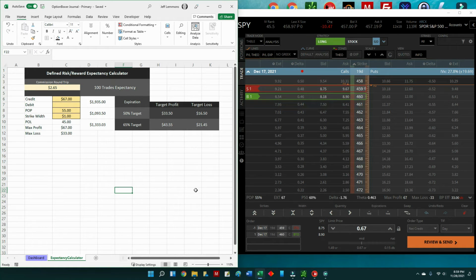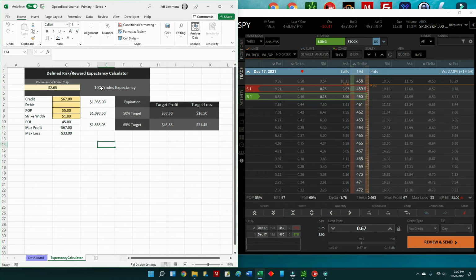It is a $1 wide spread, and you can see over time this would hold true. It would hold a positive expected value. So let's talk just very briefly here about the 50% target and the 65% target. Well, the 50% target is suggesting you close at a $33.50 profit or you close at a $16.50 loss. If you close at a 43.55 profit or a 21.45 loss, you could get filled at this price. This would be a really good trade.